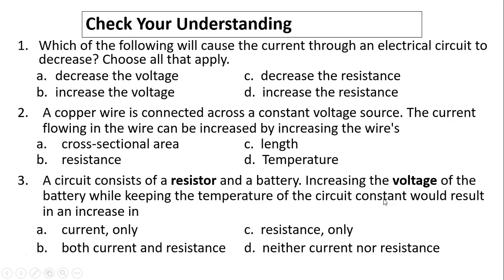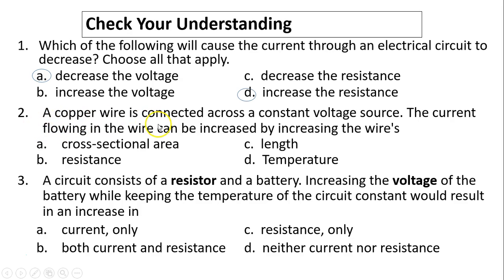Now check your understanding. Which of the following caused the current through an electrical circuit to decrease? I equals V over R. So when you decrease voltage or when you increase R, the current decreases. The current would decrease, yes.